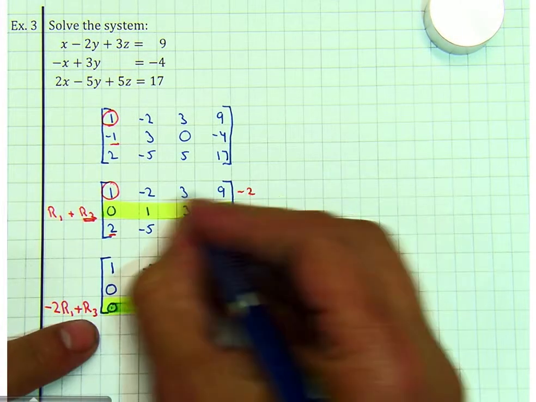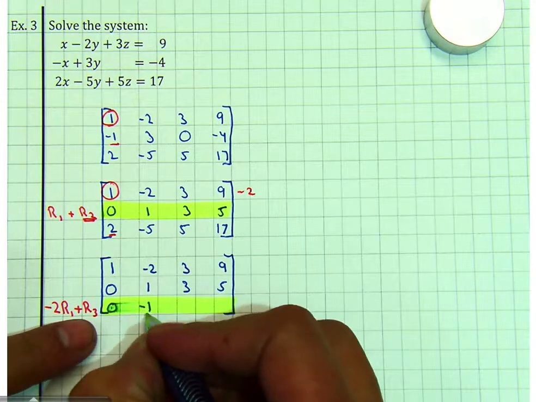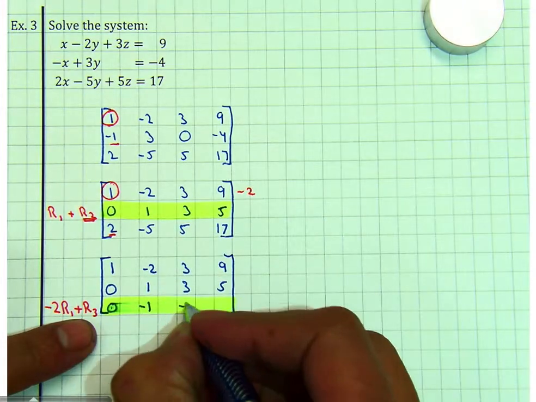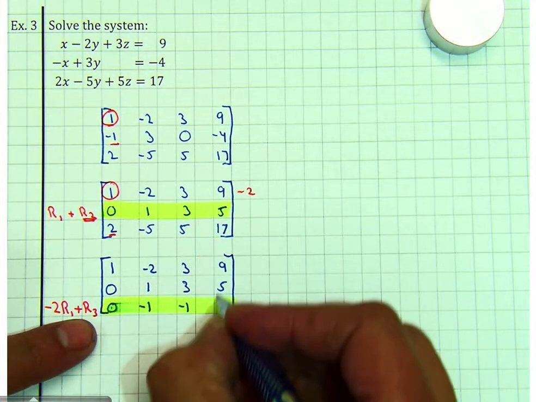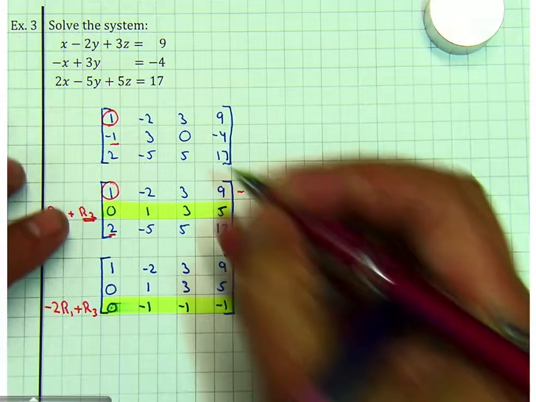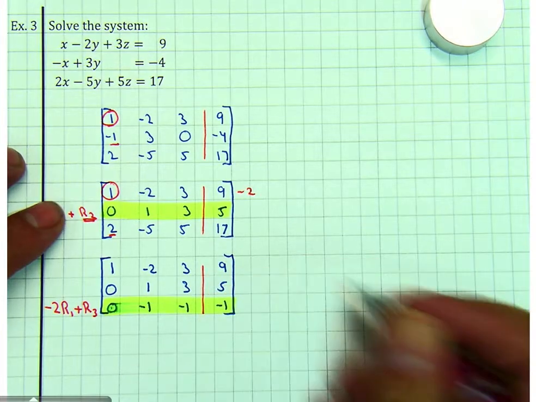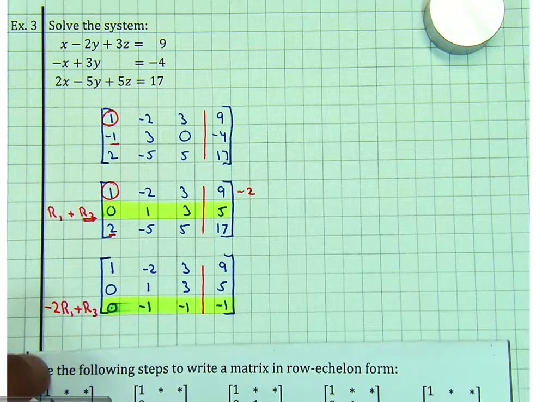-2 times -2 is +4, minus 5 is -1. -2 times 3 is -6, plus 5 is -1. -2 times 9 is -18, plus 17 is -1. And let me place my line for my equal sign. So I finished with step number 1. I finished with step number 2.